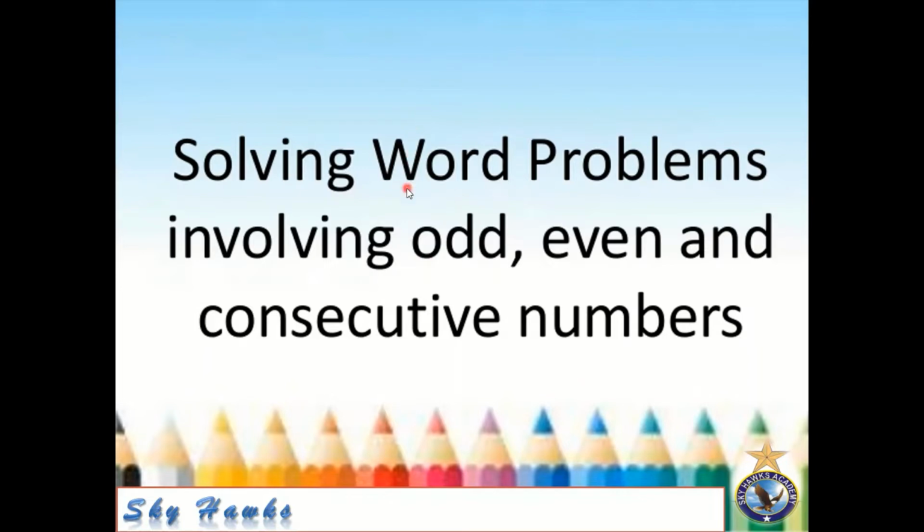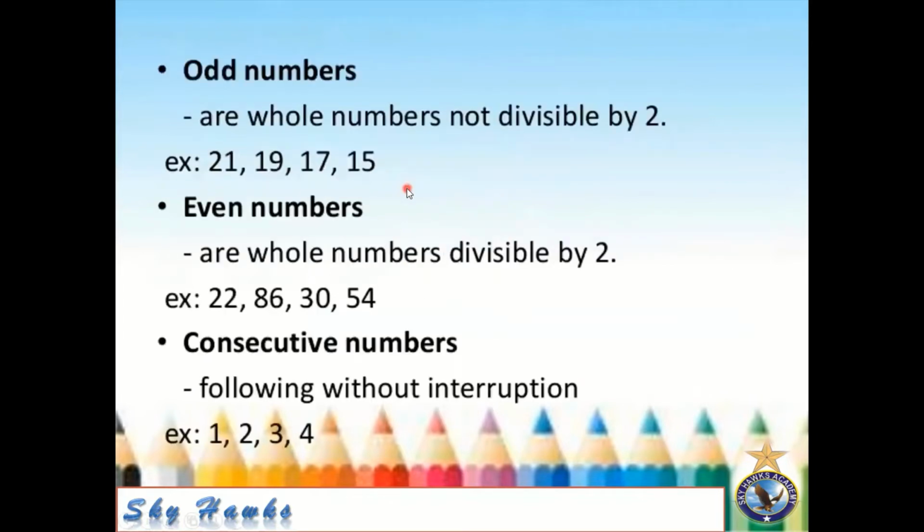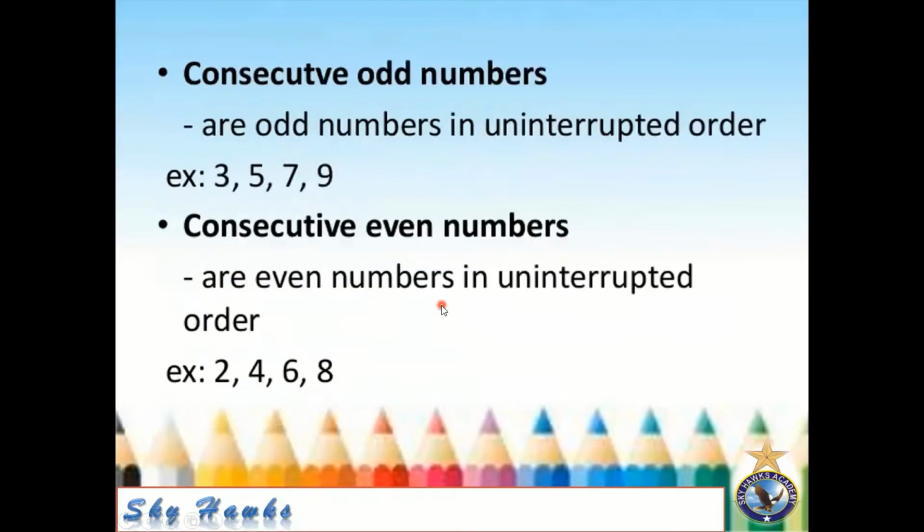So let's see how we are getting this. Odd numbers are whole numbers not divisible by 2. Example: 21, 19, 17, 15. Even numbers are whole numbers divisible by 2. Example: 22, 86, 30, 54. Consecutive numbers follow without interruption. Example: 1, 2, 3, 4. Consecutive, so there is a difference of 1. You are adding just 1 and you are getting the next number. Anyhow, consecutive odd numbers. Please read this one.